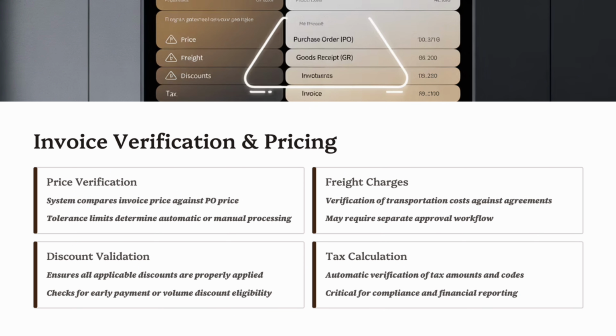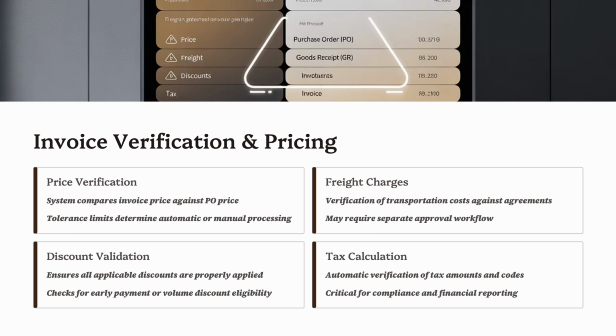Part 5. Invoice Verification and Pricing. Pricing doesn't stop at the purchase order stage. It plays a huge role during invoice verification (MIRO) as well. When a vendor invoice is posted, SAP compares the conditions in the invoice against those in the PO and goods receipt. This is the famous three-way match. If there are differences, the system flags or blocks the invoice.